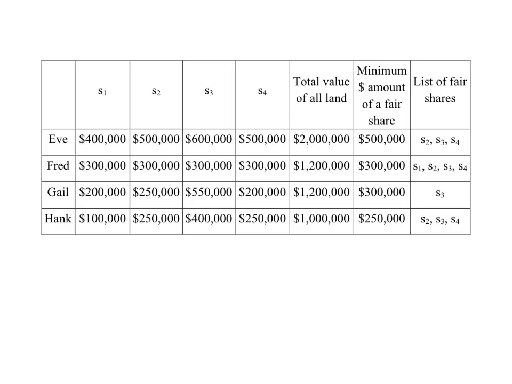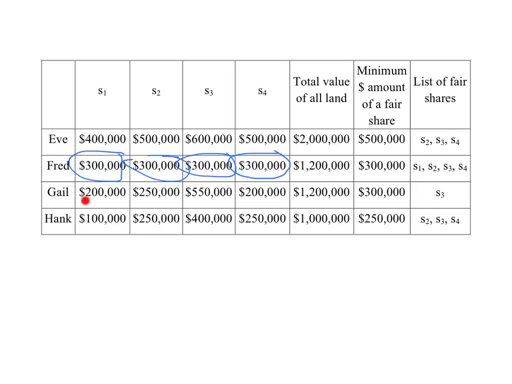Very well. So knowing that 1.2 million is his total valuation of all the land, 1/4 of that is his minimum fair share amount. So he is entitled to a share worth at least $300,000. And wouldn't you know it, he happens to value each one at exactly $300,000. So his list of fair shares, for him, consists of all 4 of the shares S1, S2, S3, S4.